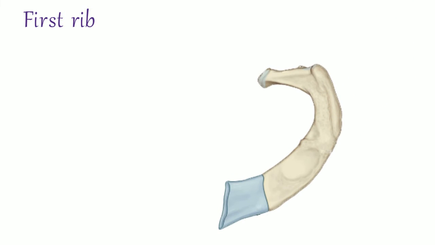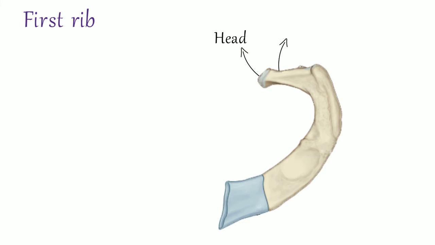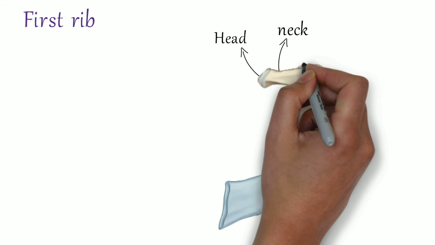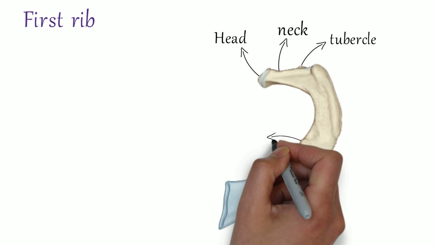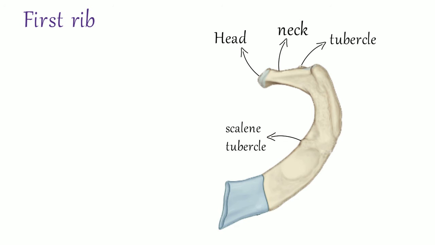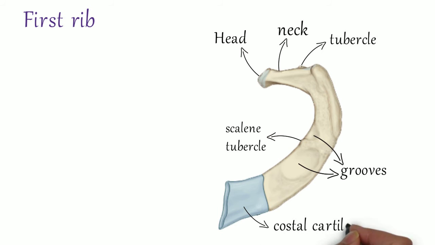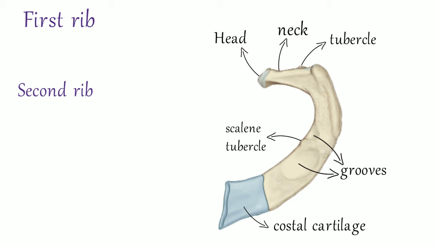Now let's discuss the first rib. This is head, neck and the tubercle. The superior surface of the rib is characterized by a distinct tubercle called the scalene tubercle, which separates two grooves along the shaft. And this is the costal cartilage. Now the second rib. It is the same as the first rib, but the length is twice that of the first rib.